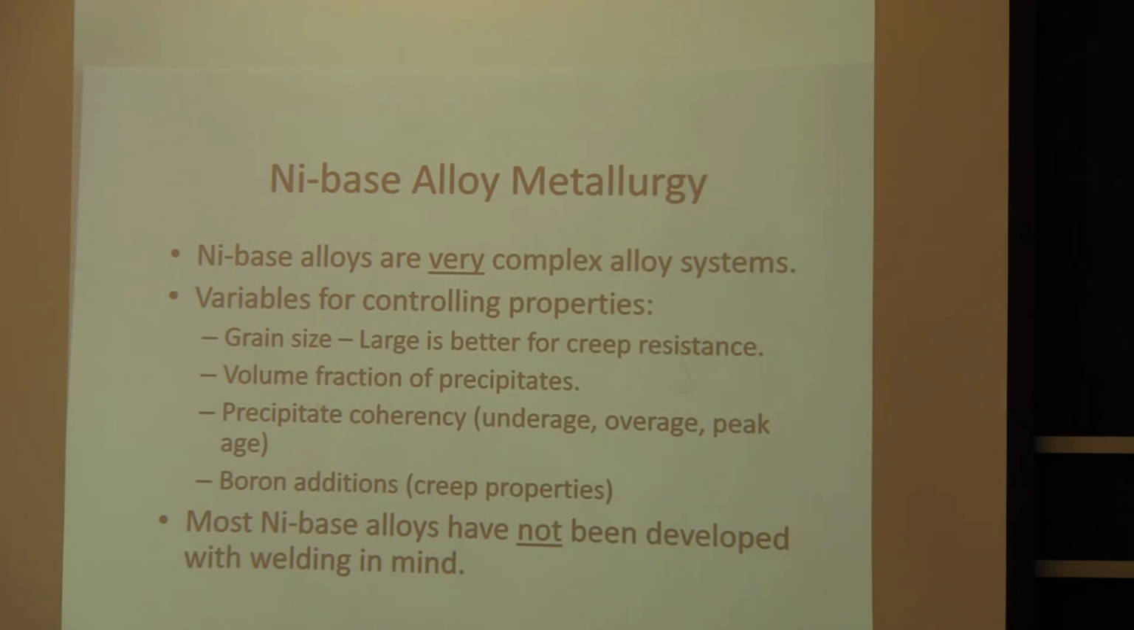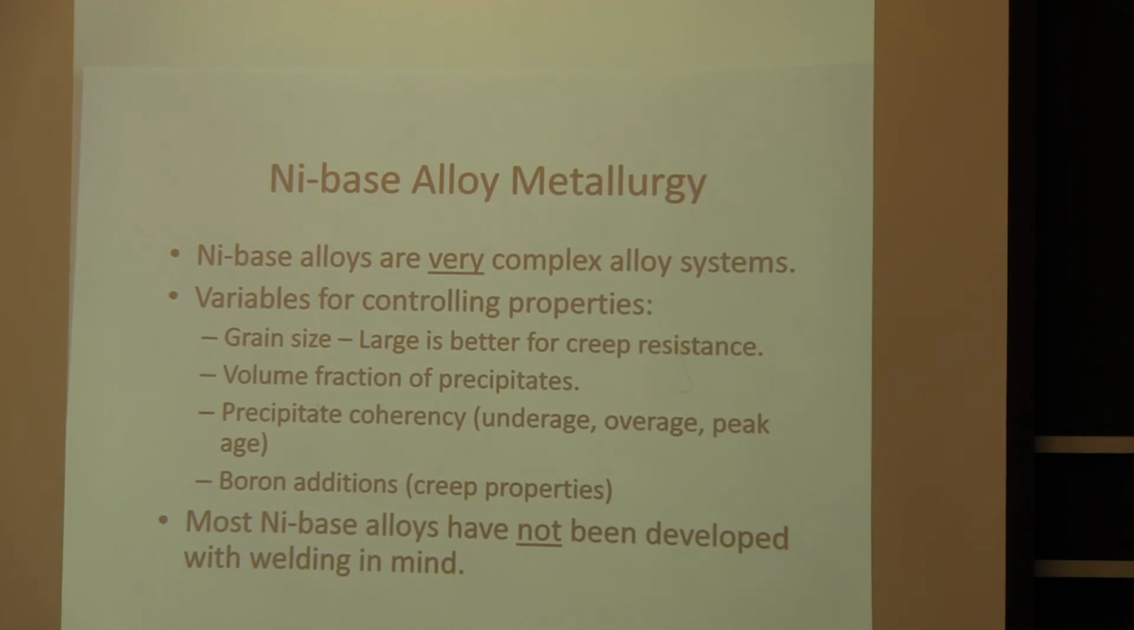Volume fraction of the precipitates that form also have a large effect on the hardness and the strength and the properties of the material. The precipitate coherency, which means the way that they line up within the lattice of the material. When you're heat treating a material and you're growing the precipitates, if you've underaged them, you haven't grown them enough, and so they're not lining up enough to strengthen. They're not providing enough stress in the lattice to strengthen the material.